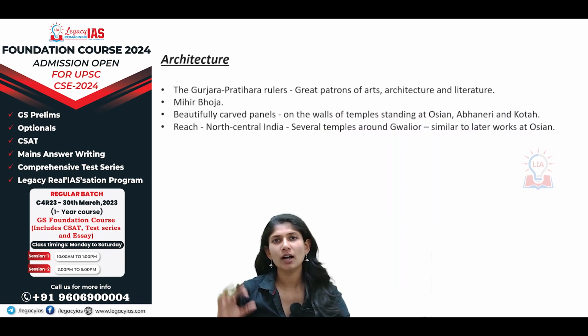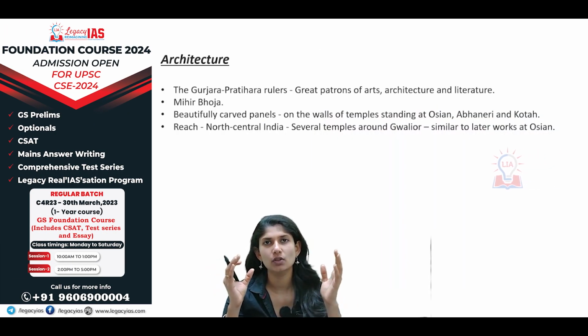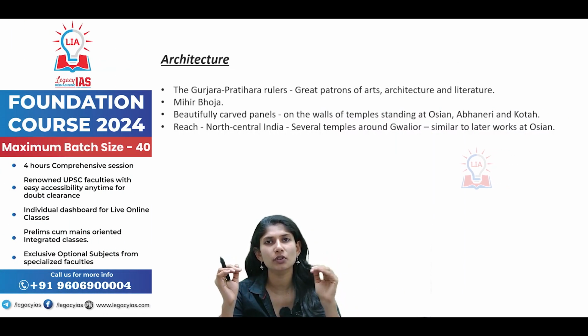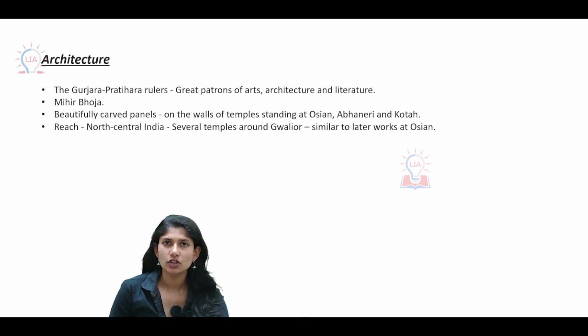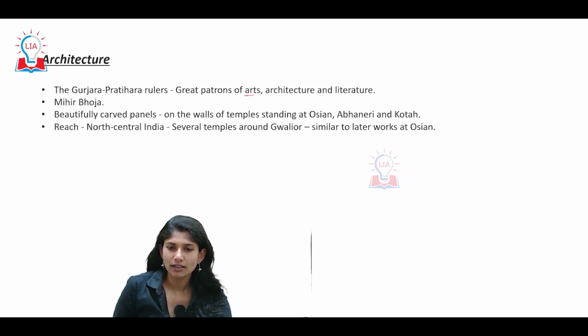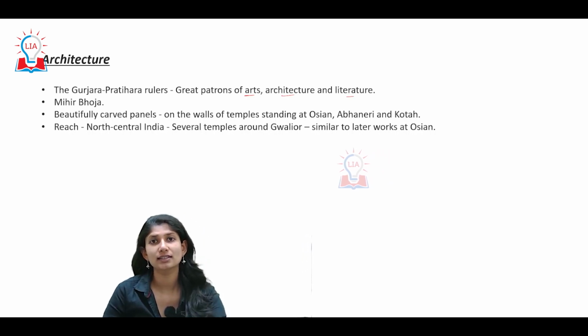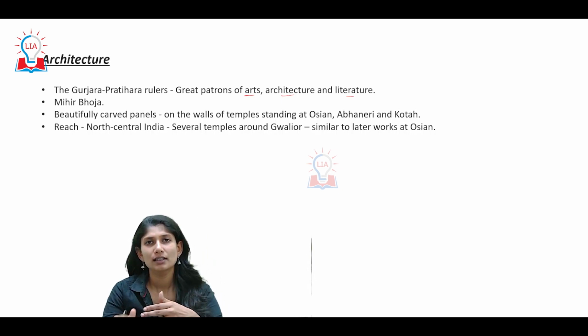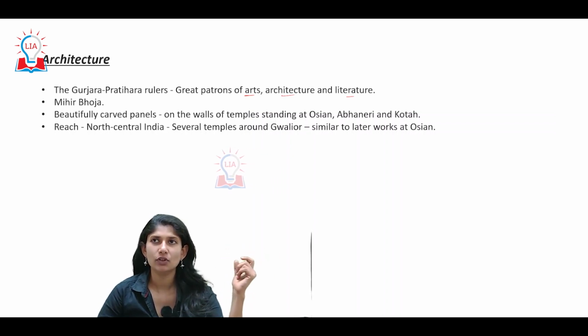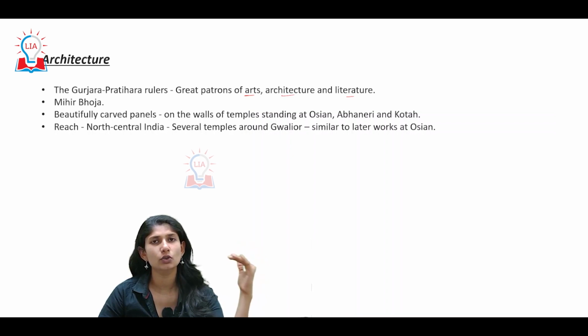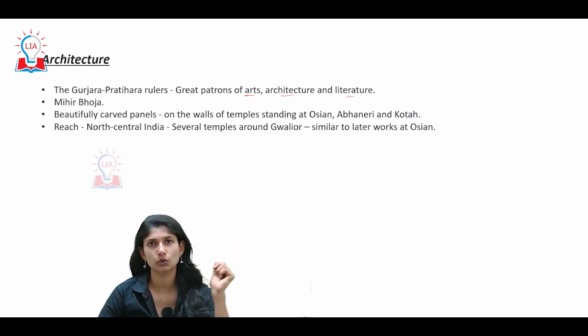Now, if you have to summarize what in total was art and architecture during the period of the Gurjara Pratiharas, here are the commonalities. The Gurjara Pratiharas were known for art, architecture and literature. They patronized a great amount of literary activity as well as art and architecture, alongside temple architecture. Among the Gurjara Pratihara kings, if you have to name one particular king during whose period art and architecture reached a considerable increase, it was Mihir Bhoja.